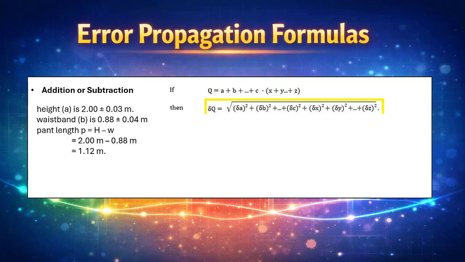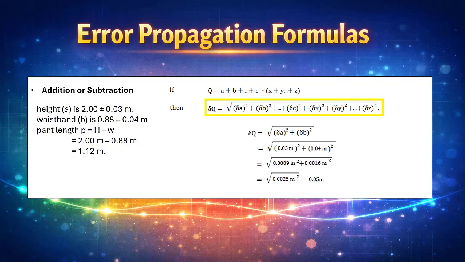Let's say you measured your height, A, as 2 plus or minus 0.03 meters. Your waistband B is 0.88 plus or minus 0.04 meters from the top of your head, which means your pant length P would be P equals 1.12 meters. If we plug those numbers into the formula, this is what we get. The uncertainty using the addition formula is 0.05 meters.